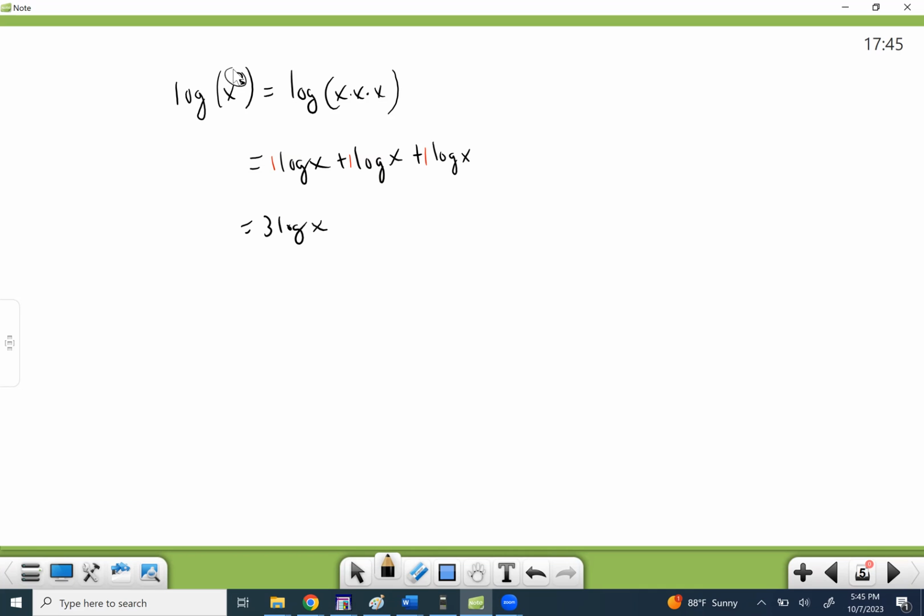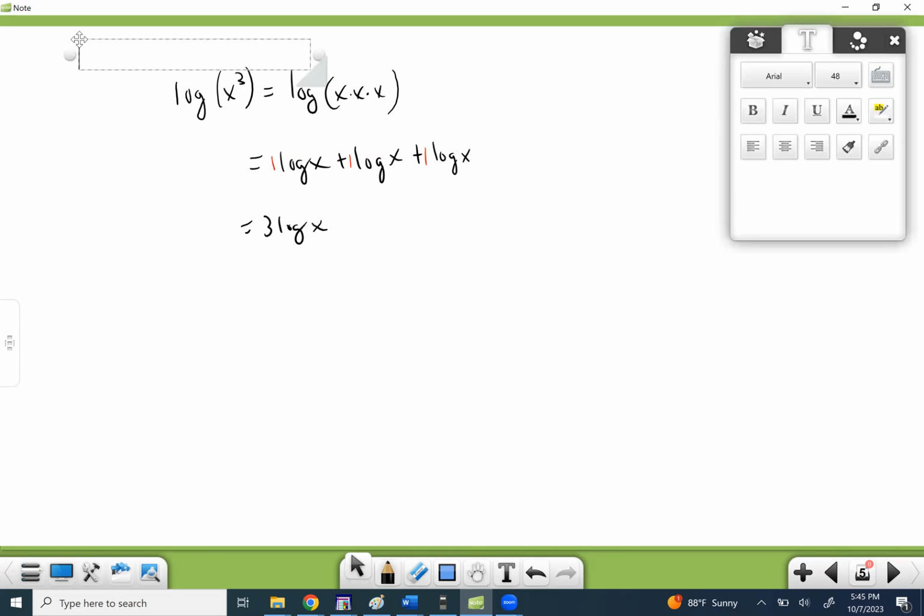So notice, where did the 3 go? It just went to the front in the very end. I'll just title this: the power property is a consequence of the product property.